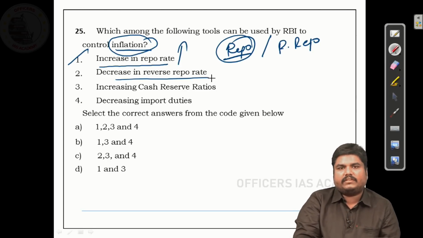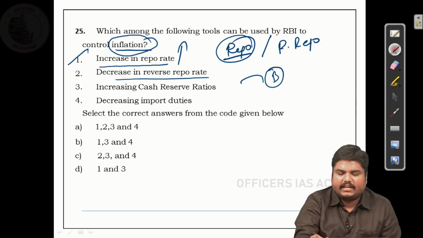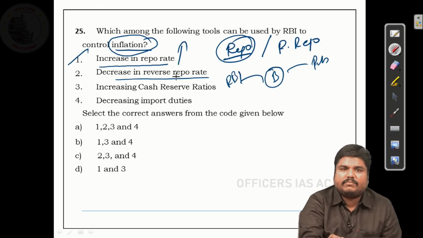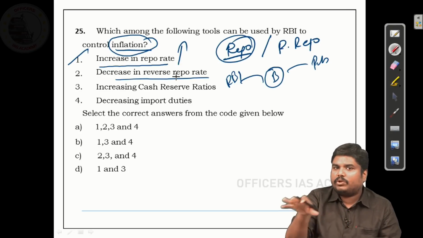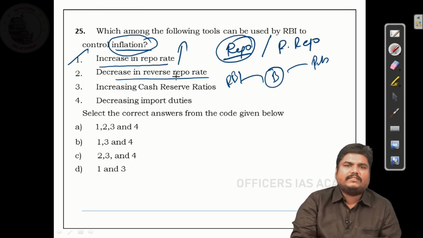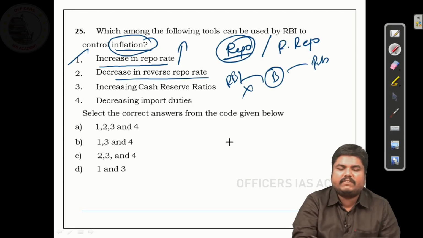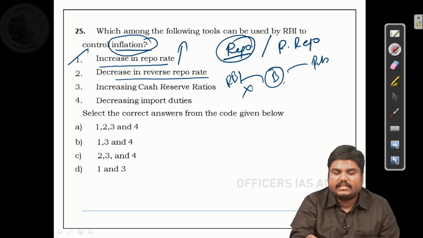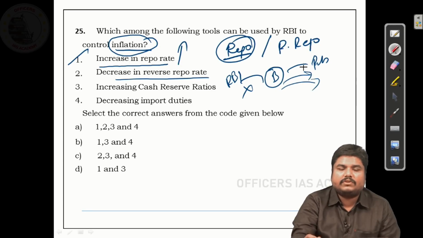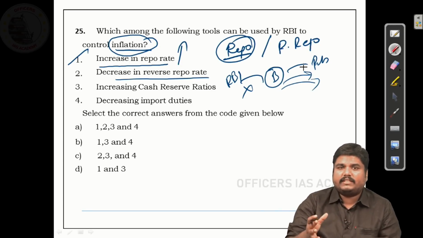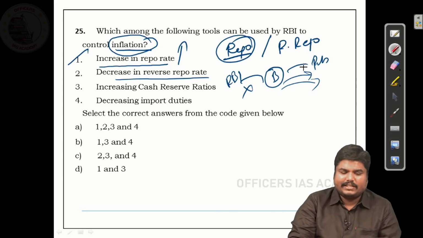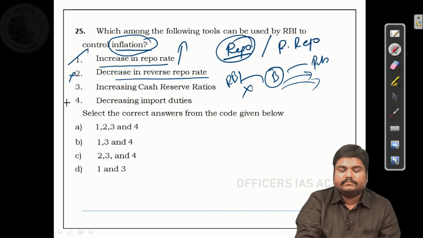Decrease in reverse repo rate. Banks can lend either to RBI or they can lend to public. Reverse repo is the rate at which RBI borrows from the banks. If RBI says that it will borrow at a very low interest, the banks will not be interested in giving loans to RBI. So they will be sending all the money to the market. There will be more money in the market, so money supply will not decrease. That might lead to an inflation situation. So, 2 cannot be a right option.